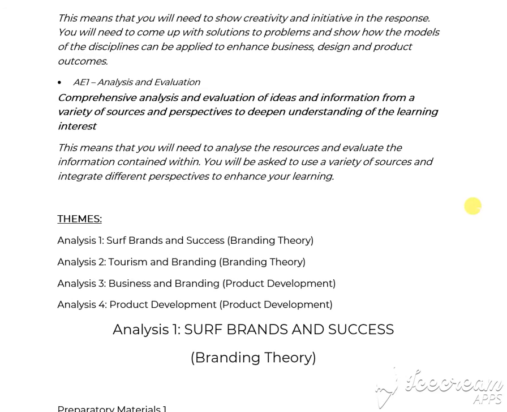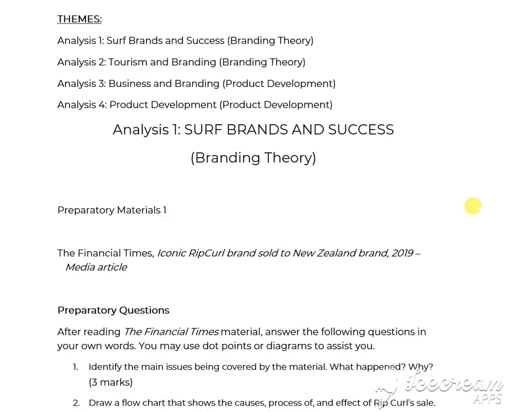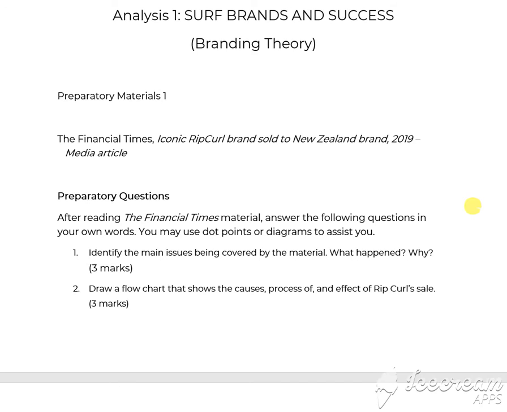What we've got for our first one is an analysis of surf brands, okay, which works perfectly because you've got your Rip Curl notes as well. So the first article that we've got is about the Rip Curl brand being sold to Kathmandu, which is a New Zealand brand, and that happened last year. So this is a prep task that I'd like you to work on and then submit for some feedback, okay?